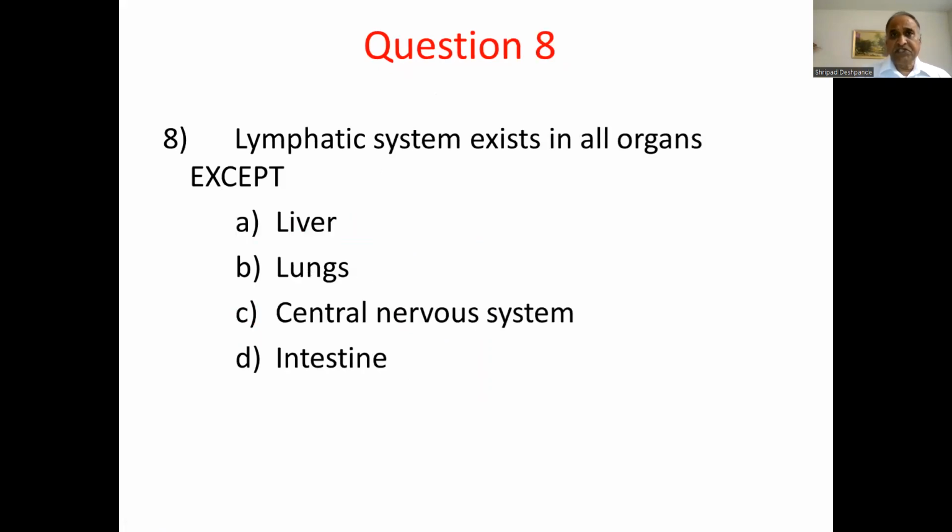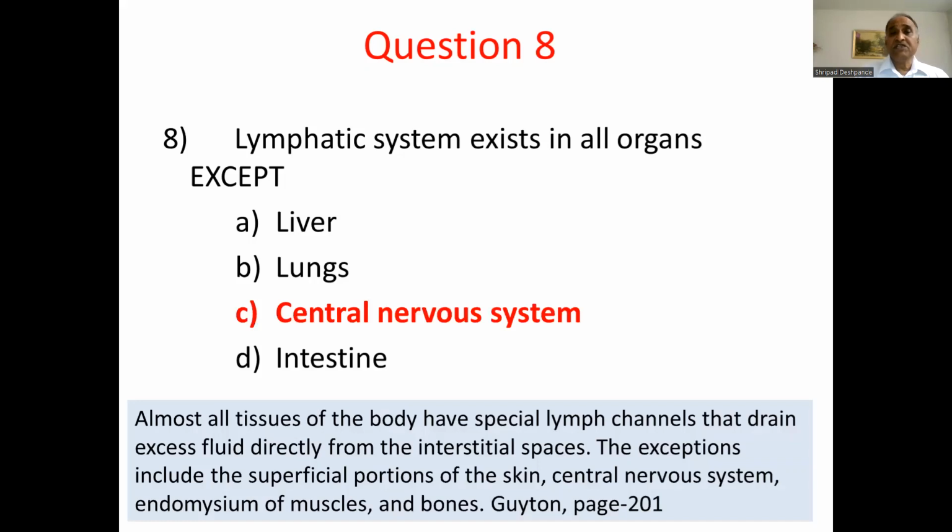Now, going on to the next question, question number 8. The lymphatic system exists in all organs except: A, liver; B, lungs; C, central nervous system; D, intestine. Liver, lungs, and intestine are drained by the lymphatic system, but not the central nervous system. The answer to this question is the central nervous system. You can find this in Guyton, page 201. I am not reading the contents, and I will leave it to you to read and analyze.